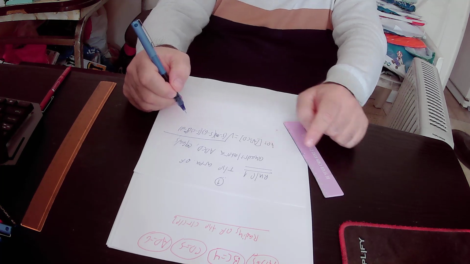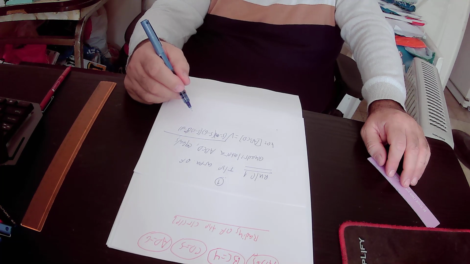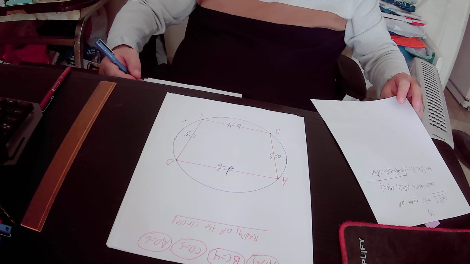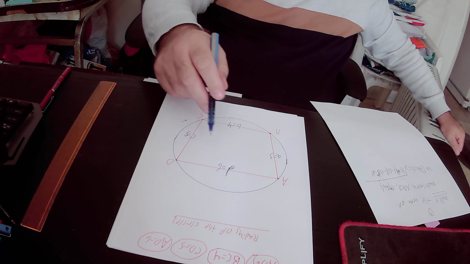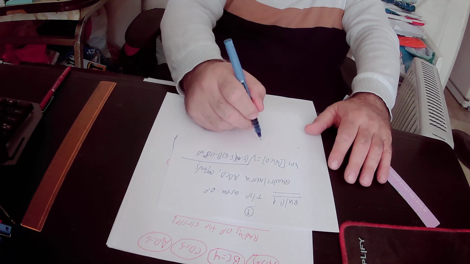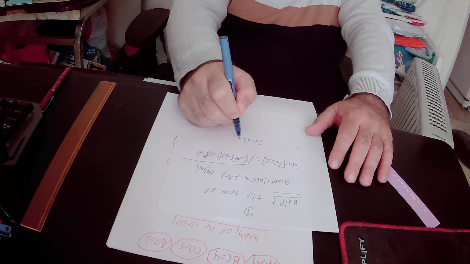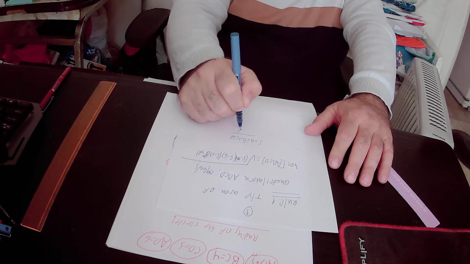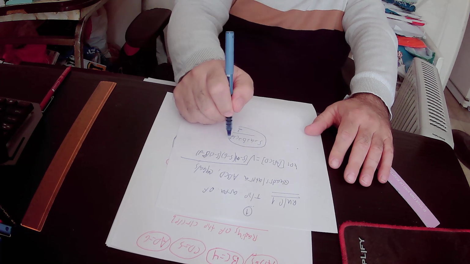Actually, A, B, C, and D in this equation are the lengths of the sides of this quadrilateral ABCD, and S equals A plus B plus C plus D over 2. That is to say, it equals the sum of the quadrilateral's sides over 2.